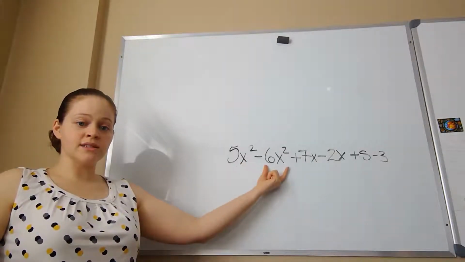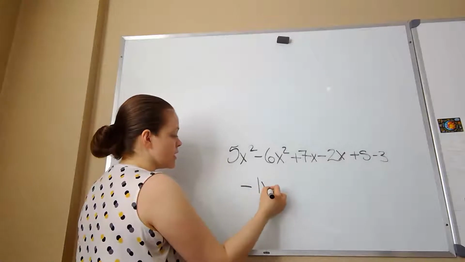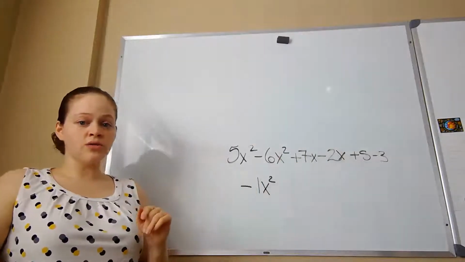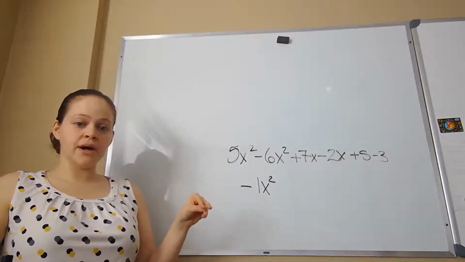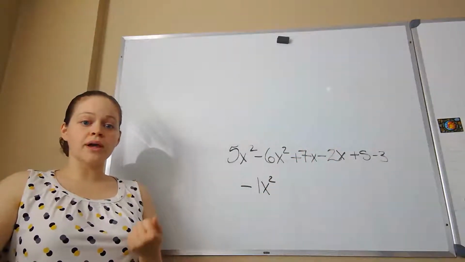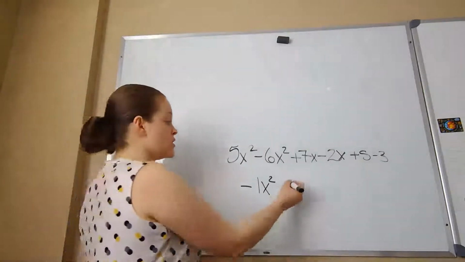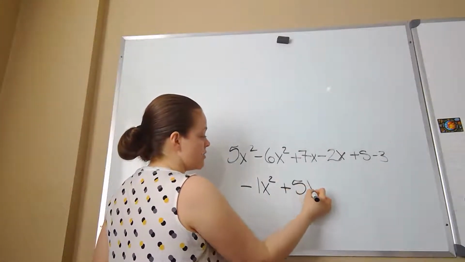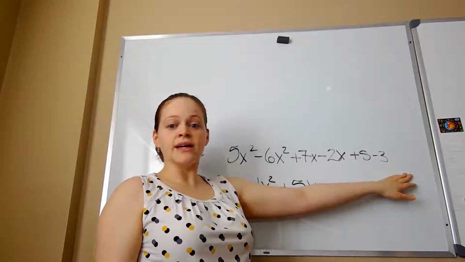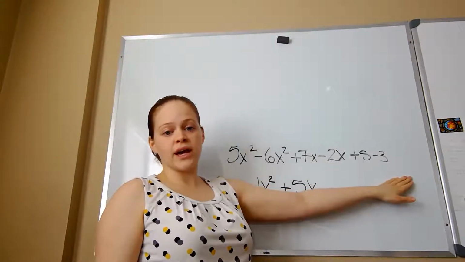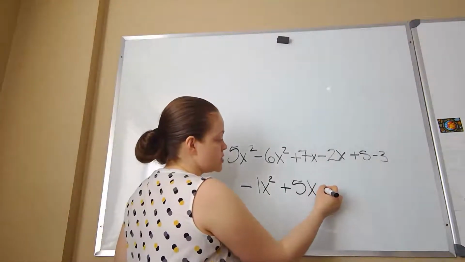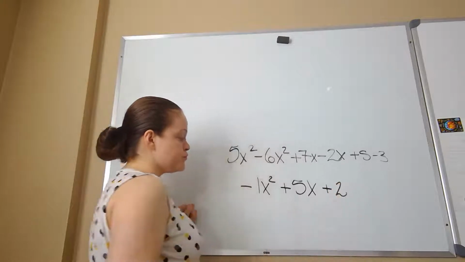So 5 minus 6 is negative 1. So we have negative 1x squared. Then we have x and x. Oh, sorry, they each have a degree of 1, right? And so we can combine those together. So we have 7 minus 2, and 7 minus 2 is just 5. So 5x. Then we have ones without variables. Those are constants, and so technically they match, so we can actually combine those together as well. So we have 5 minus 3, which is positive 2.